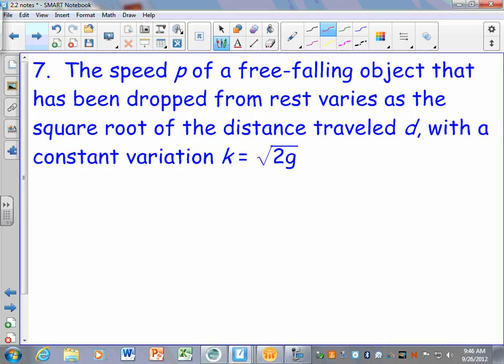The speed p of a free-falling object that has been dropped from rest varies as the square root of the distance traveled d with a constant of variation k equals the square root of 2g. Ooh, that's a lot of stuff, right? I like to look through and find my letters, and it's kind of nice because usually in these problems they tell you what to use for letters.